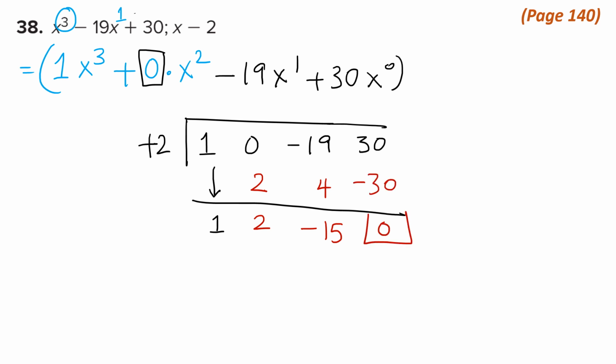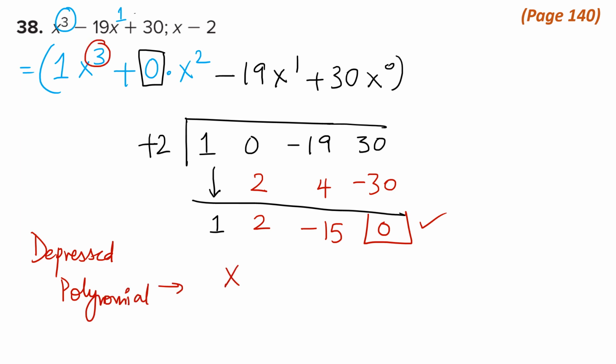Now that the remainder is 0, means our factorization is correct. Let's write the depressed polynomial and let's find the two factors for this question. So it will be, here degree is 3, less than 1 is 2. So 2, 1, 0. Numbers are copied from here, 1, plus 2 and minus 15.